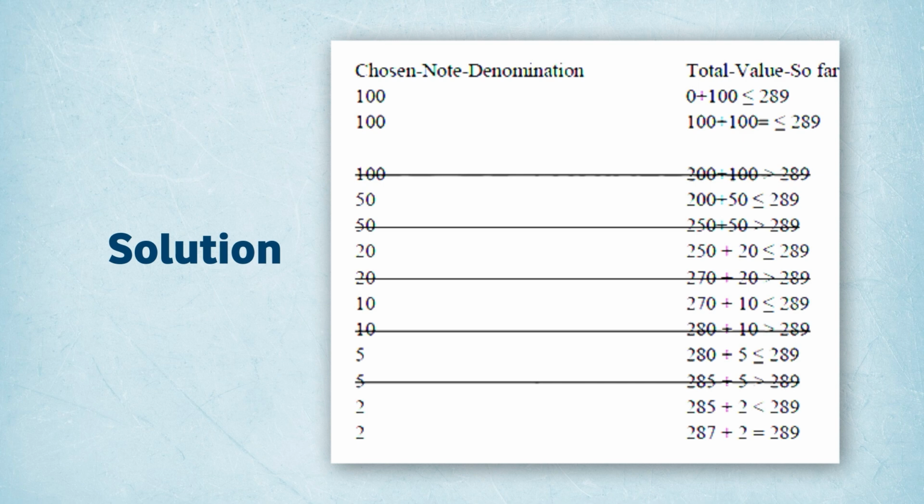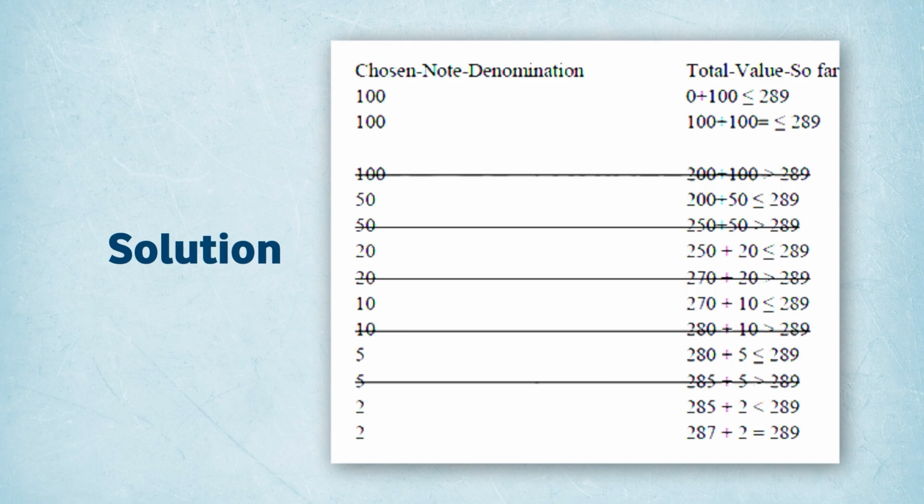Now go with the 50. 50 is again less than 289 because it is becoming 250, which is less than 289. So you can add the value 50 there. Can you add another 50? If you add another 50, it will become 300, which is greater than 289. So you cannot add. Another denomination is 20. So add 20. Is this less than 289? Yes, it is 270. So you can add 20 here. Again, can you add 20? No, you cannot add 20 because then it will become 290, which is greater than 289.